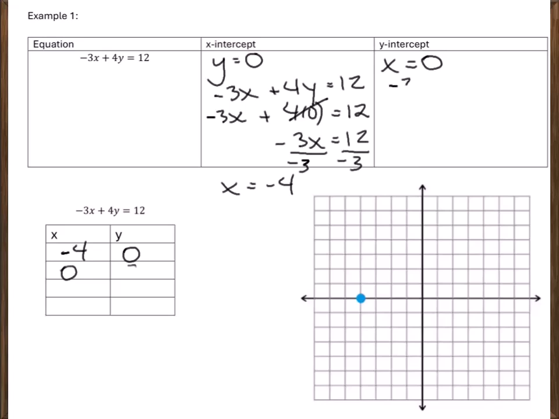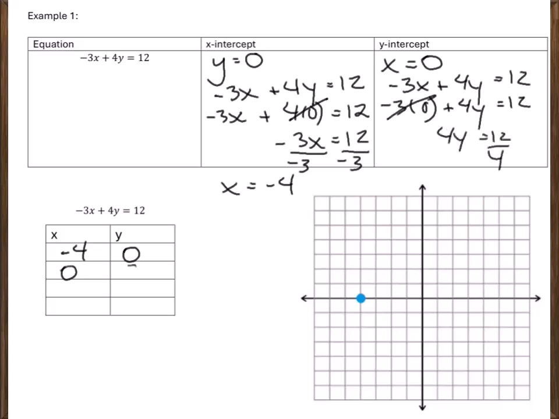So remember the y-intercept, we set x equal to 0. So we have 3x plus 4y is equal to 12. This time x is equal to 0. So we have 3 times 0 plus 4y is equal to 12. Anything times 0 is just 0. So we have 4y equals 12, divide by 4, we get y equals 3. Okay, so let's plot the point (0, 3). That's the point right here.